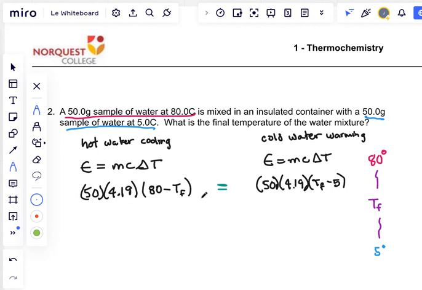There's a really nice way we can simplify this. Do you see it? The really hard working way here would be to go 50 times 4.19, which is 209.5 or something, and then distribute that through these brackets, but we can do something much simpler. We can divide both sides of this by 50, and the 50s just cancel out. And then we can divide both sides by 4.19, so those also cancel out. And so this equation goes from being a little bit awful to being not too bad. It's 80 minus TF equals TF minus 5.